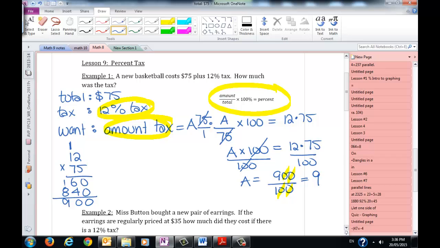Now, of course, with a word question, we want to give a word answer. How much was the tax? The tax cost $9.